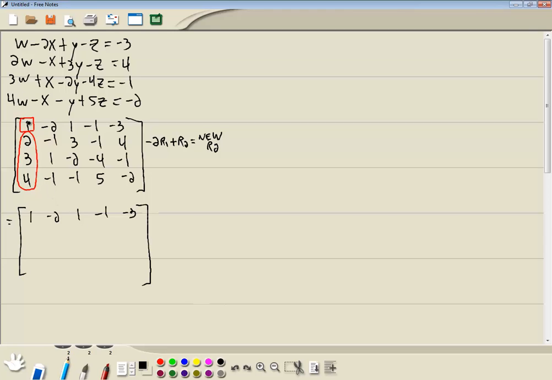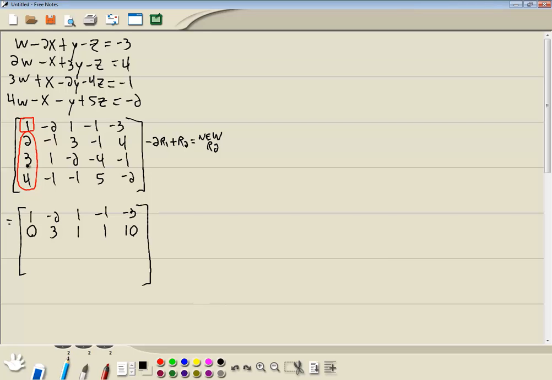Okay, so negative 2 times 1 is negative 2 plus 2 is 0. Negative 2 times negative 2 is 4 minus 1 is 3. Negative 2 times 1 is negative 2 plus 3 is 1. Negative 2 times negative 1 is a positive 2 minus 1 is 1. Negative 2 times negative 3 is 6 plus 4 is 10. And quick double check. Okay, 0, 3, 1, 1, 10.